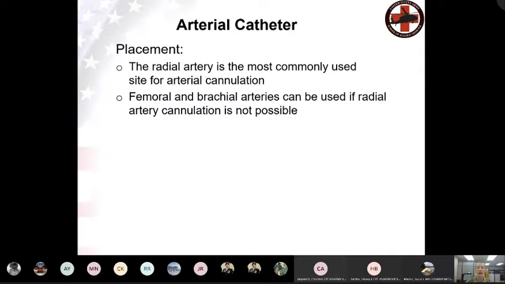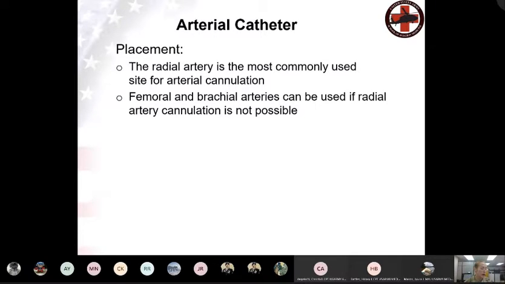Absolutely. So when we do that Allen's test, we're looking to see if, when we occlude both the ulnar and radial arteries and then release pressure from the ulnar artery, our palm is able to receive perfusion. We have what's known as a palmar arch, which connects those two systems and gives us collateral circulation. So in the event that a provider goes to place that line and they shred that radial artery, we still know that we're going to get perfusion to the hand and the fingers because of that collateral circulation. That's certainly one of the benefits.